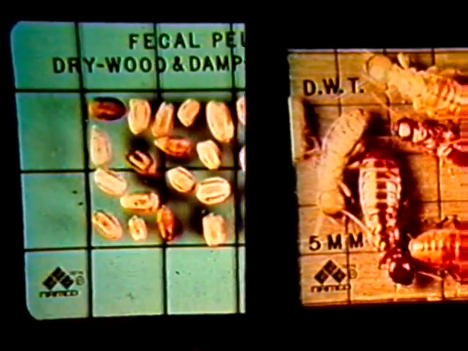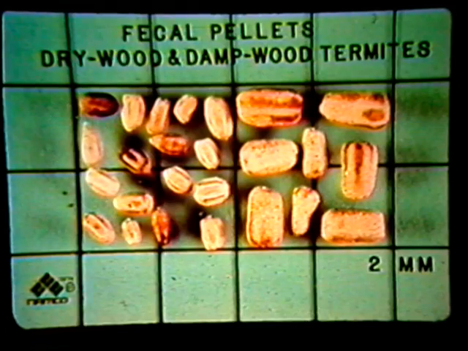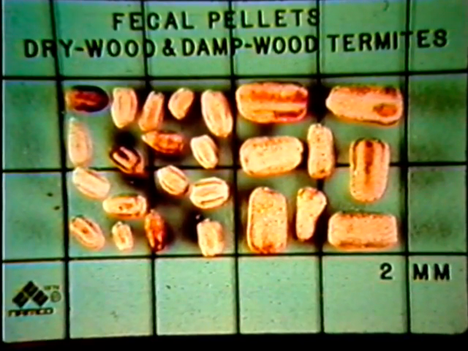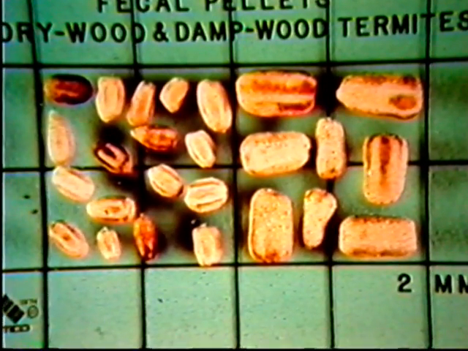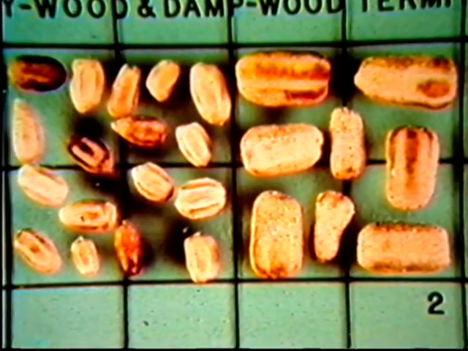Right. Okay. They have fecal pellets. They're a little bit larger than the normal drywoods, and they're a little different shape. They're more conical shaped, where the other ones are rounded and blunt-end fecal pellets. The other thing is that they will feed across the grain. So their feeding habits and their other habits are very similar. The caste system is similar.